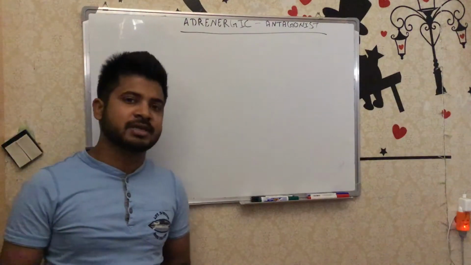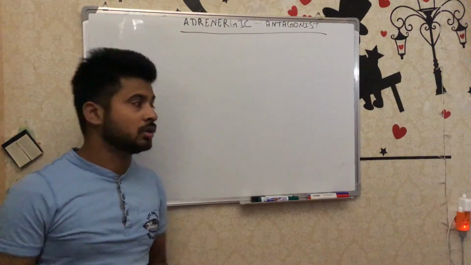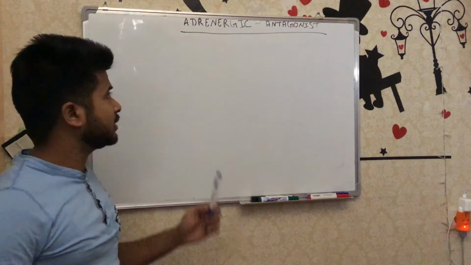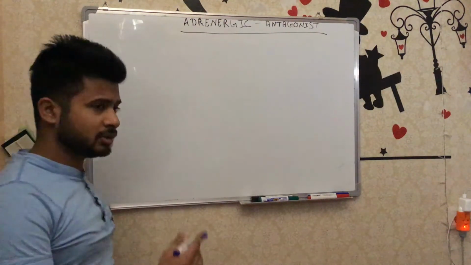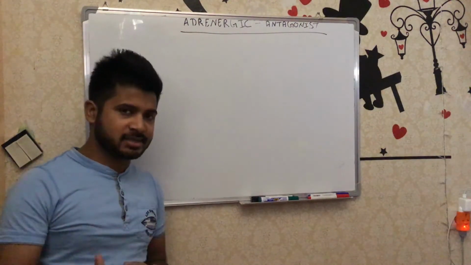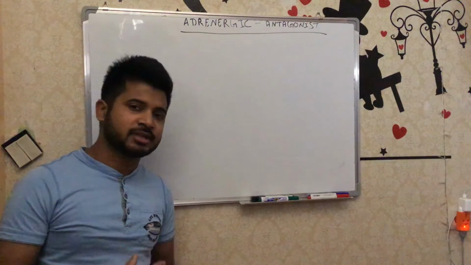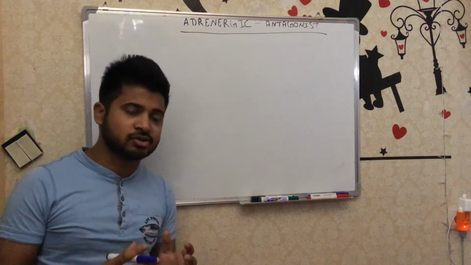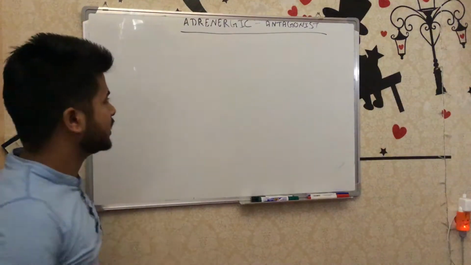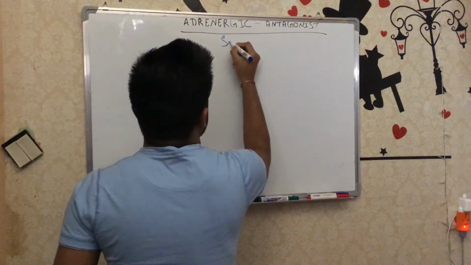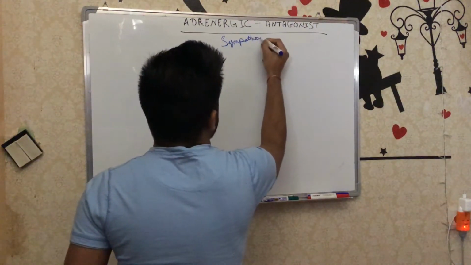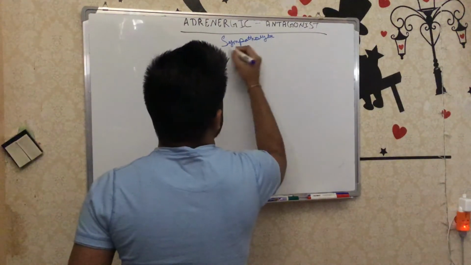In the last discussion we discussed the adrenergic agonist. Right now we'll discuss the adrenergic antagonist. Adrenergic antagonist means the drug which blocks the adrenergic receptor and their action, or we can say the drug which antagonizes the receptor actions of the catecholamine drug or the related drug, or we can say sympatholytic drug.